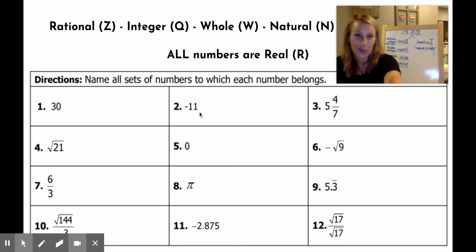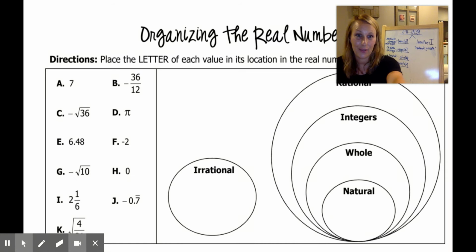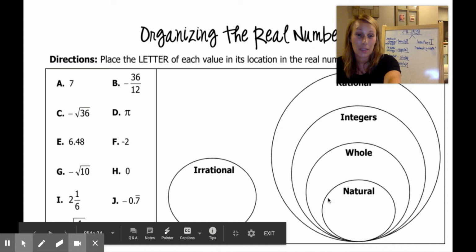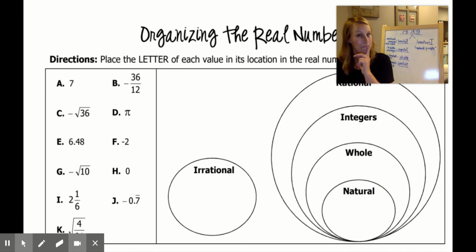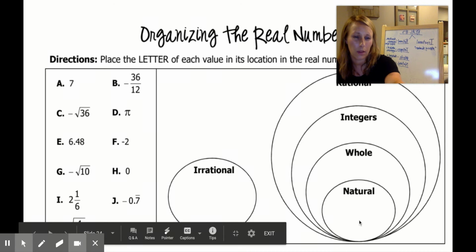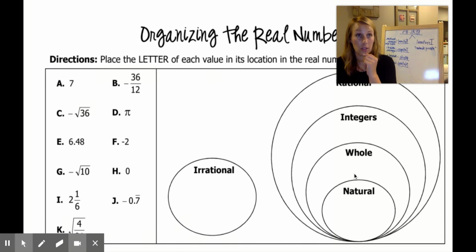Let's look at number 2, negative 11. So how do we classify negative 11? Again, if you look at this most specific classification, is negative 11 a counting number? I'll tell you, my son Eli does not know about the number negative 11 yet. And so no, it's not a natural number. So then we go out a little bit more broad. Is it a whole number? Well, no, because whole numbers are just natural counting numbers and 0. So it's not a whole number.